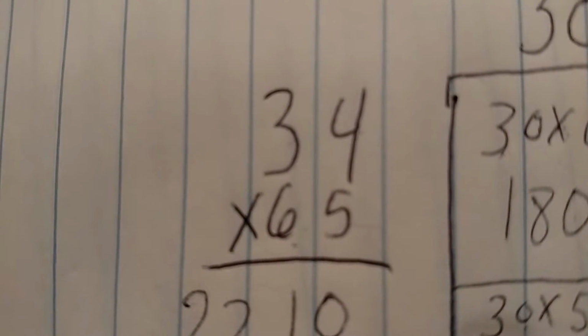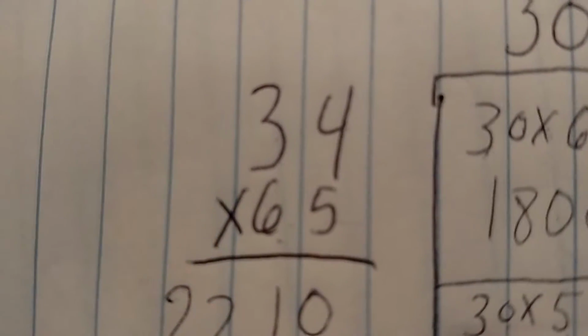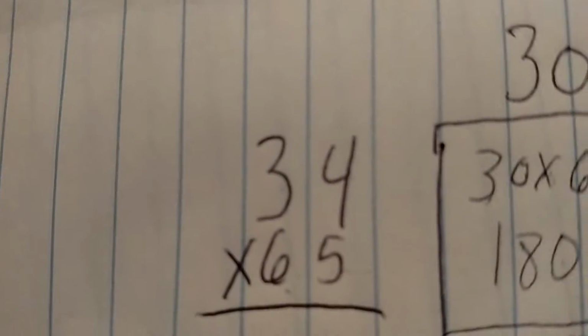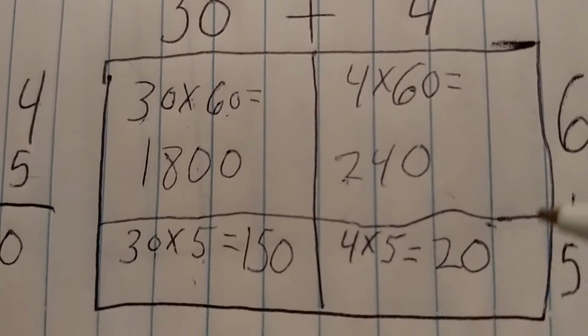Partial products method. Another way to call this would be the place value sections boxes. We have 34 times 65. So what we're going to do is break that apart into a 30 and a 4, because that's what it's really worth. So we have 30 plus 4. We put this all around a box.